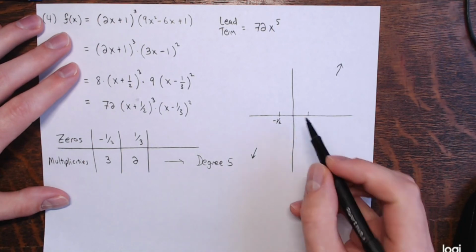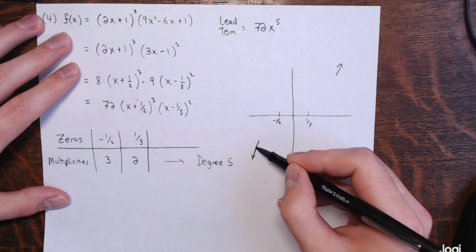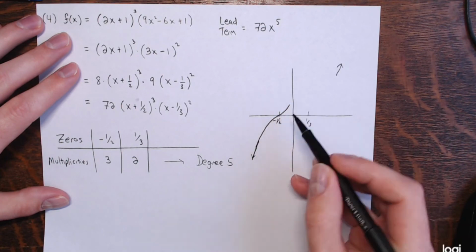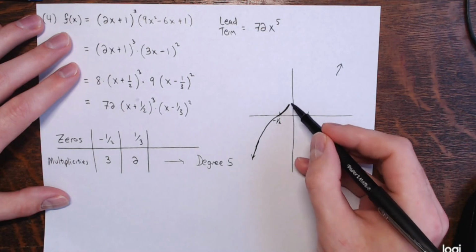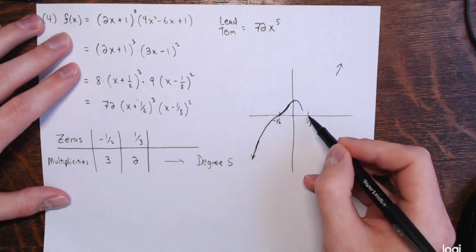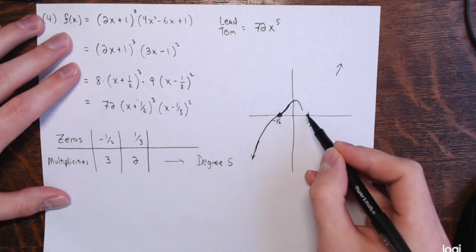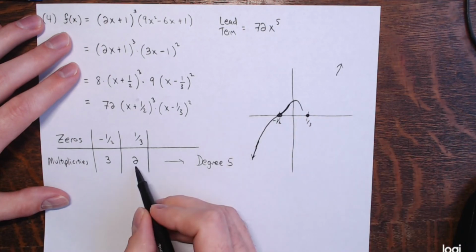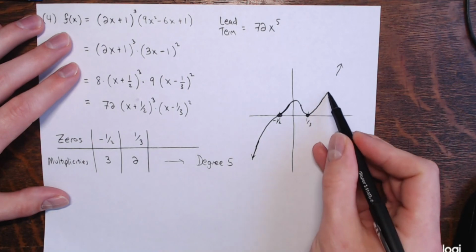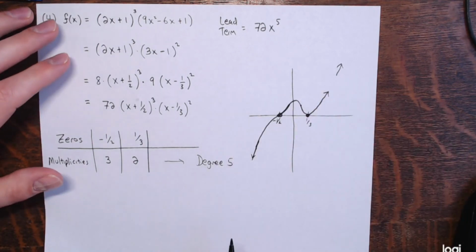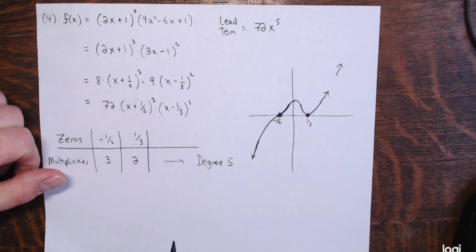Now it's going to come up and cross negative 1/2 like a cubic. It's got degree 3, it's got multiplicity 3. It's got to eventually turn around and come back down and hit 1/3. But it's going to hit it like a parabola, right? The multiplicity is 2. It's going to hit at 1/3 and bounce off, and then go up to the right forever. So something like this, at negative 1/2 and positive 1/3.